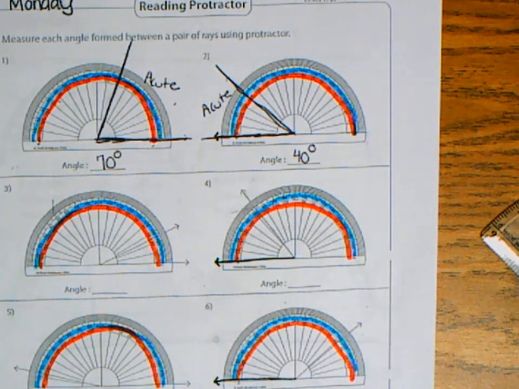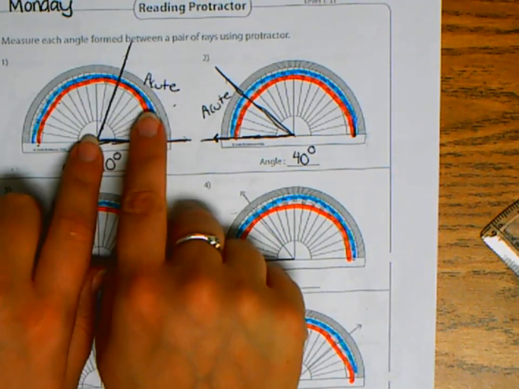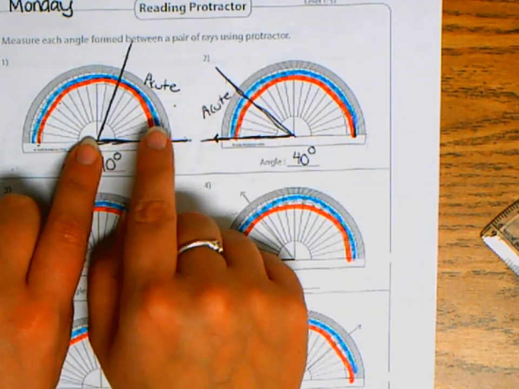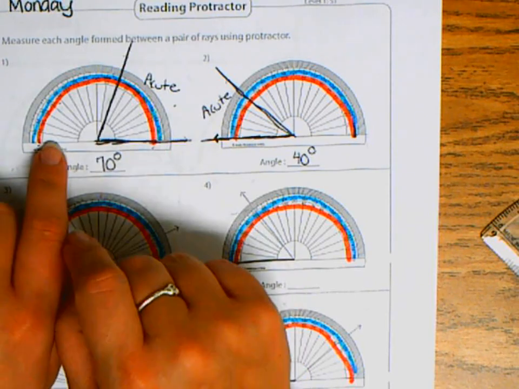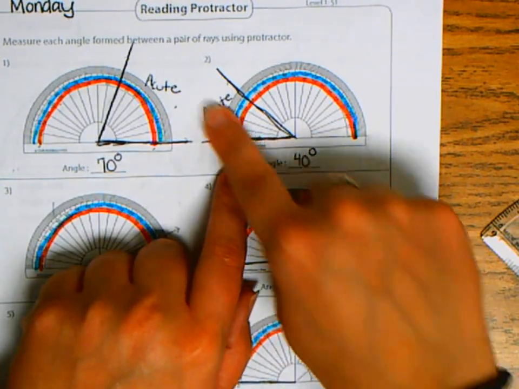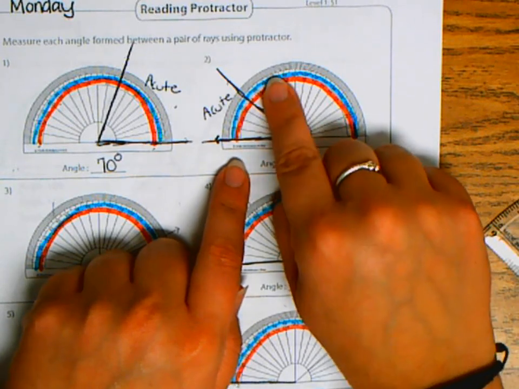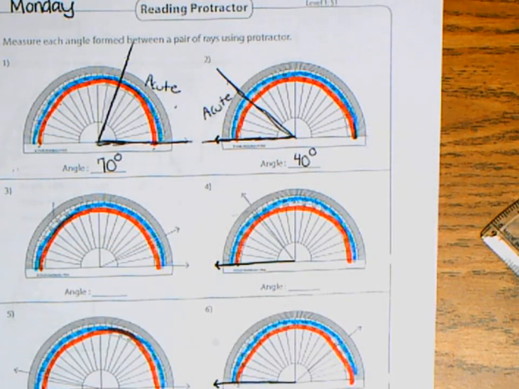If you notice, when the angle opens up to the right, so this angle opened to our right, you use the bottom set of numbers. But when the angle opens up to the left, we use the top set of numbers.